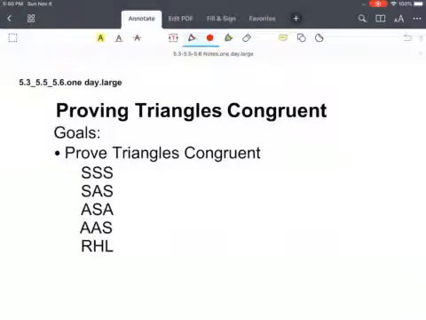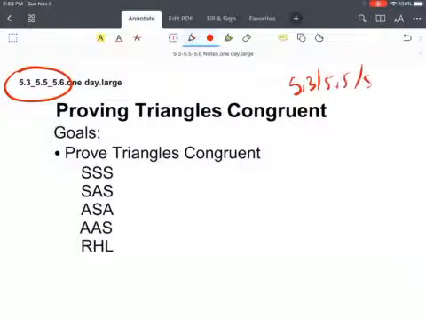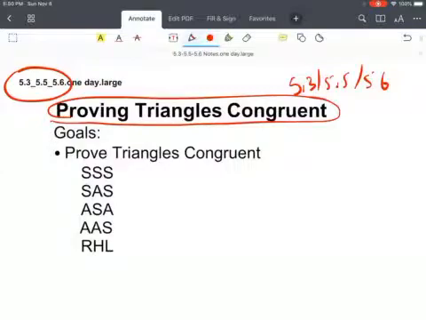All right, today we're going to talk about three sections, 5.3, 5.5, and 5.6, but they're all dealing with different ways to prove triangles congruent. So we're going to look at diagrams and decide when we can prove them congruent, and they're going to come in this specific orientation. We're going to have all three pairs of corresponding sides, a side, and then the angle included in between those two sides.